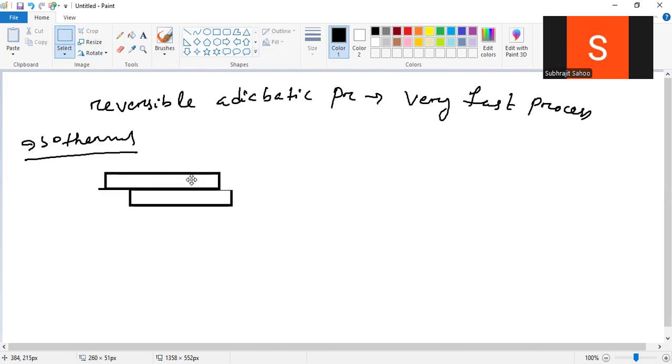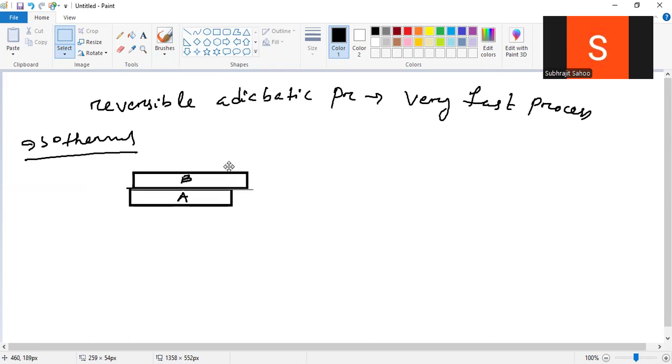Is heat generated or not? Suppose this is body B and this is body A, and I slide body B on body A. If my speed is very fast, then heat will immediately be generated, and the temperature will change between the contact surfaces. But in an isothermal process, the temperature should not change.